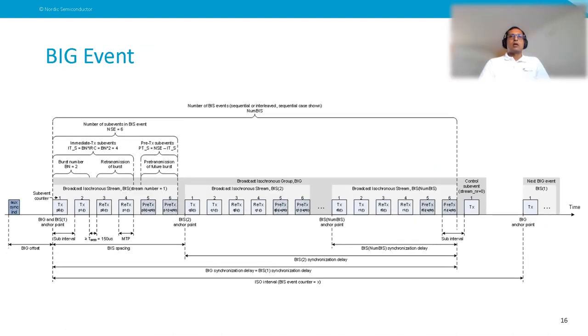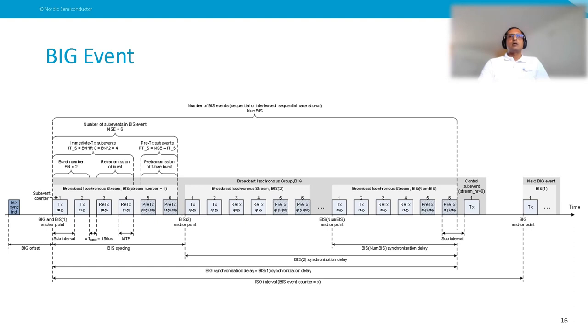Here we have an overview of a broadcast isochronous group event. Every BIG event is identified by a preceding periodic advertising AUX_SYNC_IND PDU, which contains a structure called the BIG Info. The BIG Info structure contains the BIG offset, which is used by the controller to listen to the BIG event and synchronize to the ISO interval of the broadcast ISO instance.